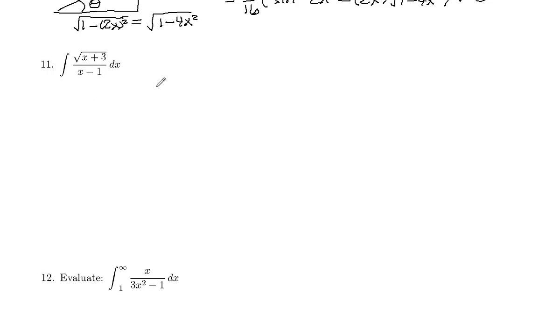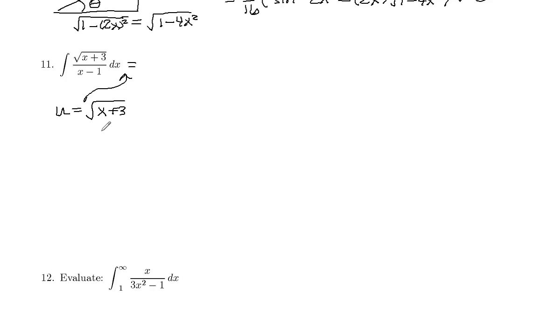All right, I look at this example and I see that square root, but there's no square under it. So I'm thinking rationalizing u substitution. So in here we want to do u equals the square root of x plus 3.